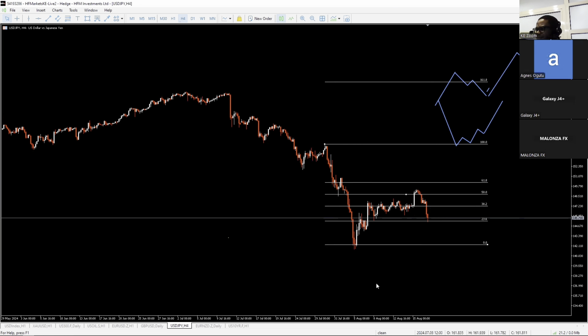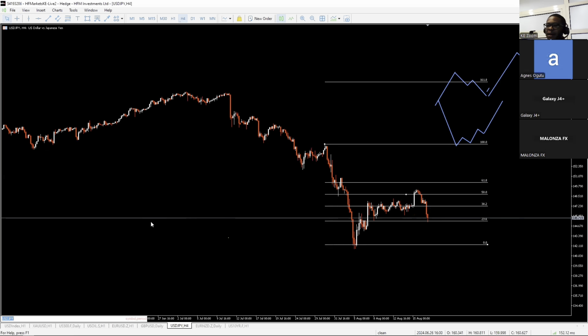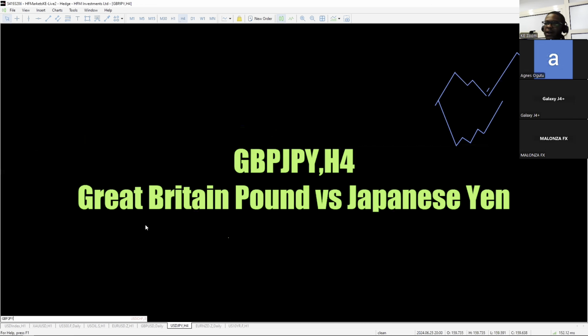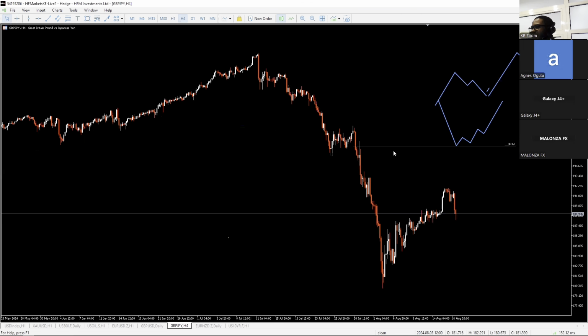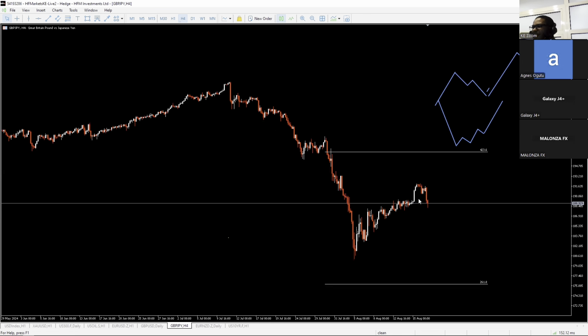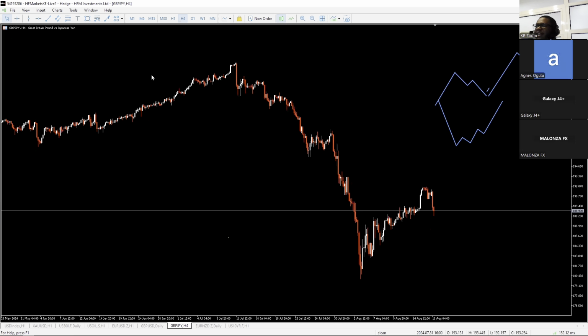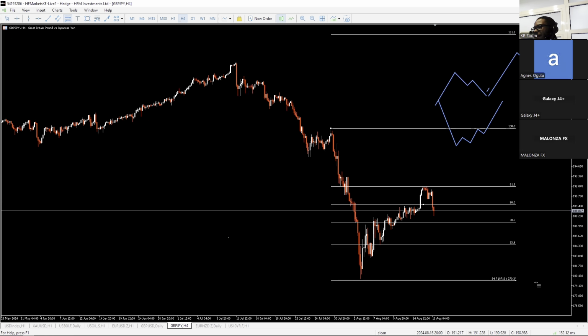Another asset or currency pair is GJ, the British pound versus the Japanese yen. Also, same picture here. We can see the British pound basically encountered a very nice key level of resistance right there. Let me just clean this chart up. It encountered a very nice key level of resistance, showing the same pattern as the dollar yen.